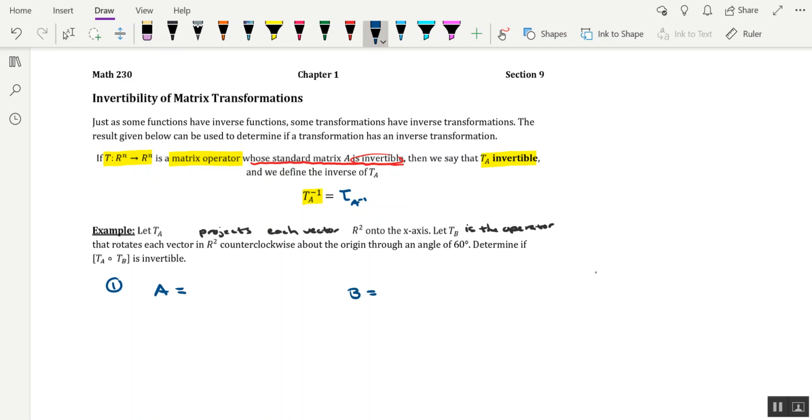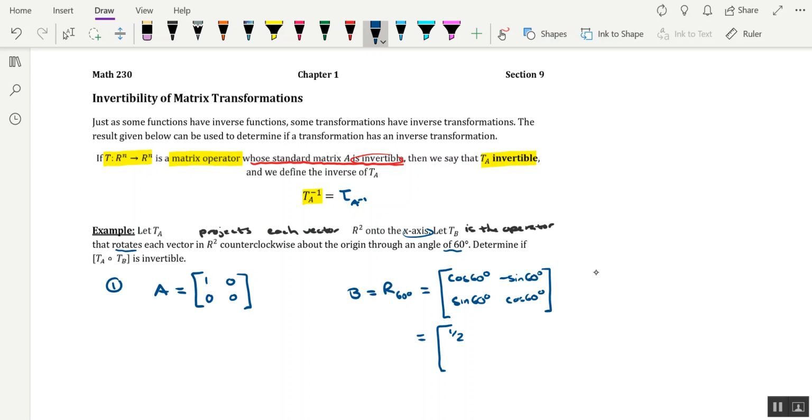T sub A is a projection transformation projecting onto the x-axis. So the standard matrix to use for that, 2 by 2, 1, 0 is going to be the first row, 0, 0 the second. And then the matrix B is a rotation operator that rotates counterclockwise through an angle of 60 degrees. So we'll have to do R sub 60 degrees. So that's cosine 60 degrees, sine 60 degrees in the first column, negative sine 60 degrees, cosine 60 degrees in the second column. And here's how that simplifies. Cosine of 60 is 1/2, sine of 60 is radical 3 over 2. So negative radical 3 over 2, positive 1/2 for column 2.